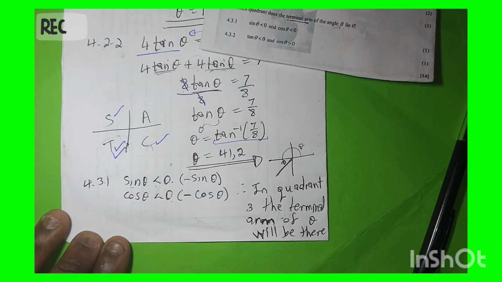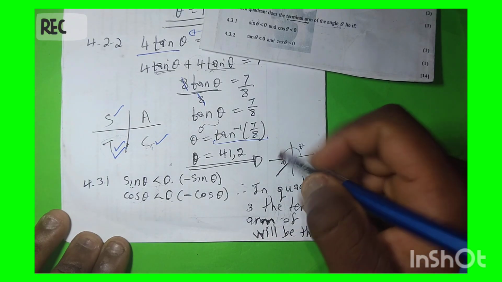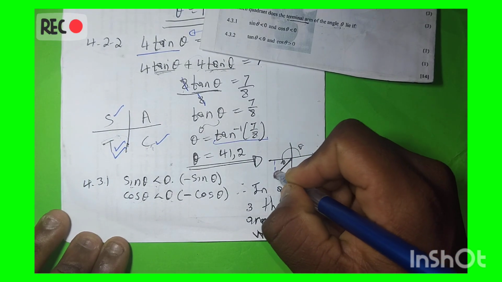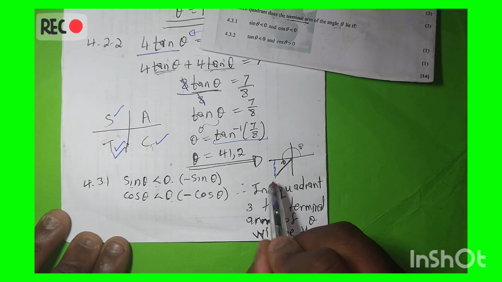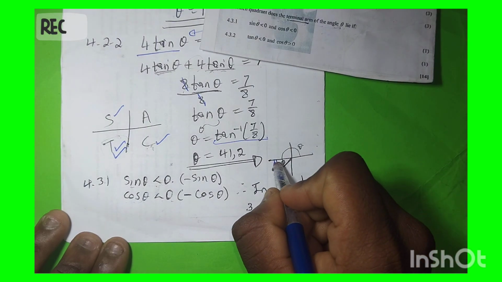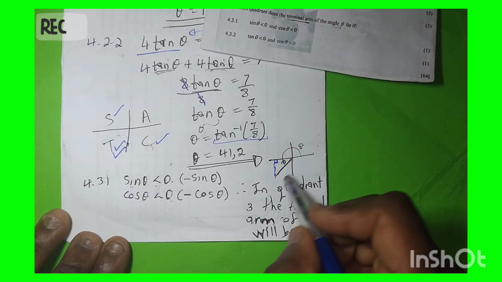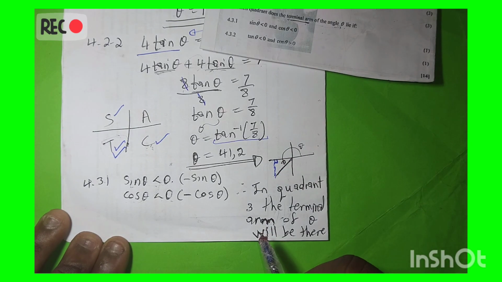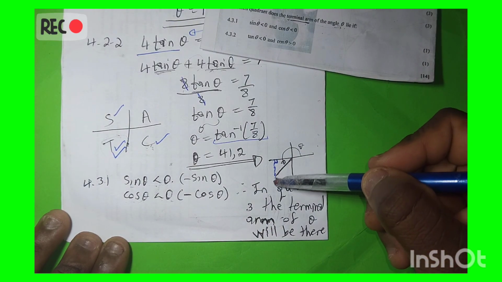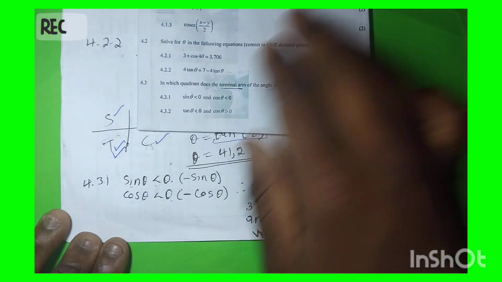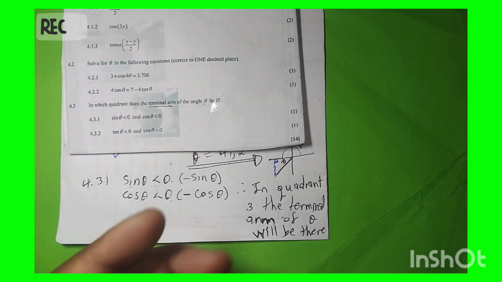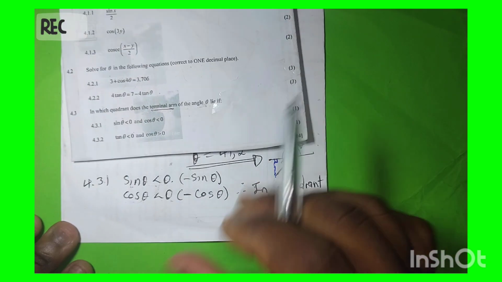If they told you to draw a triangle in that quadrant, you will join it with a vertical line, because that vertical line should form 90 degrees with the x-axis. That's how you draw a triangle; all the time you will join it with a vertical line. So let me do this one as the last question of the video.